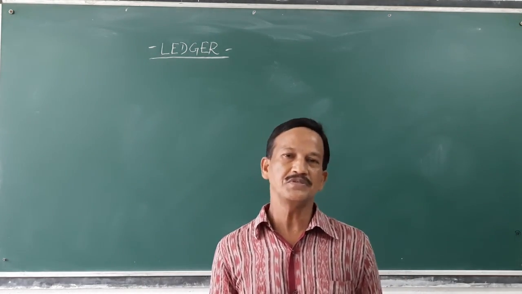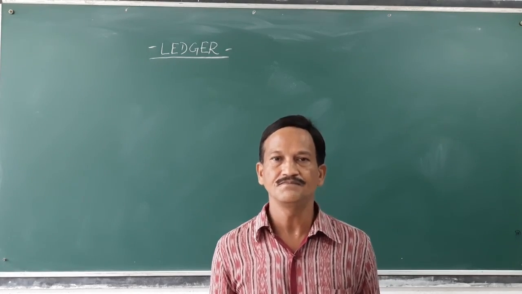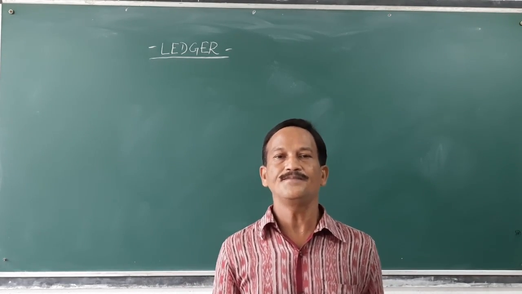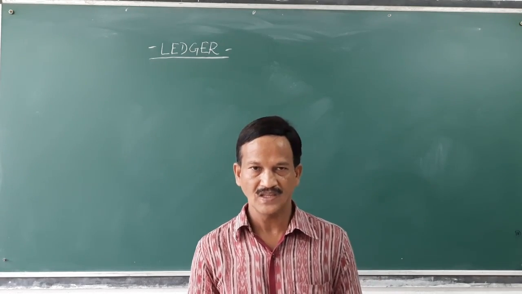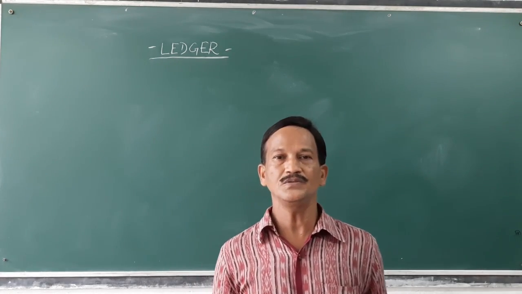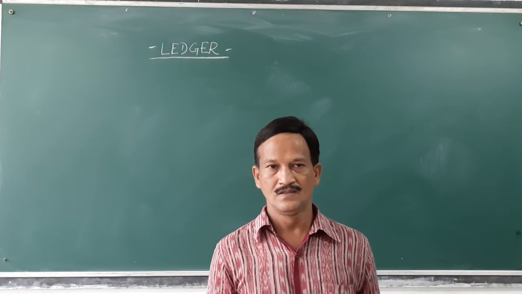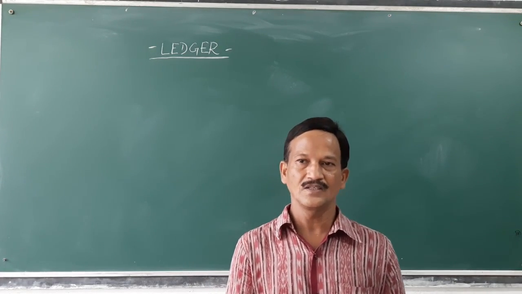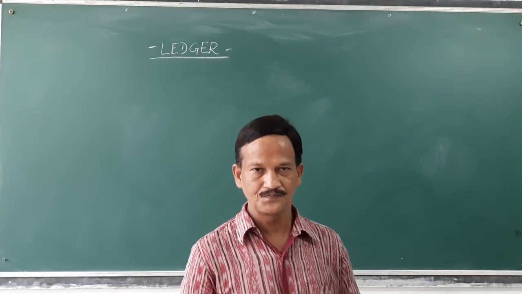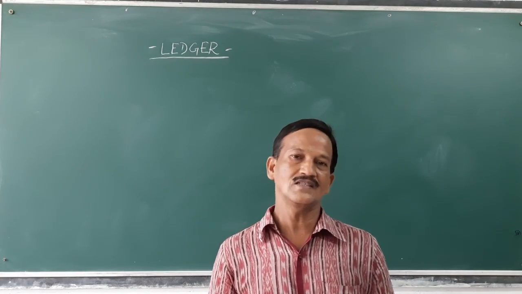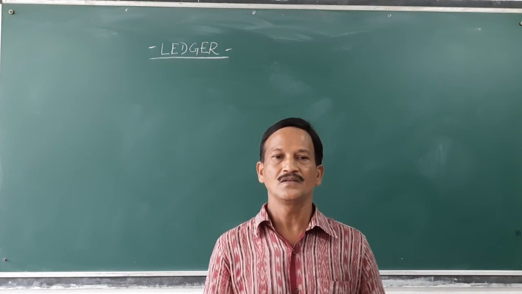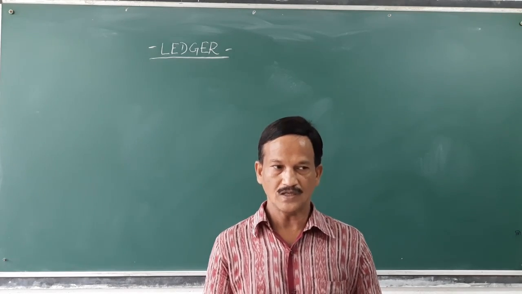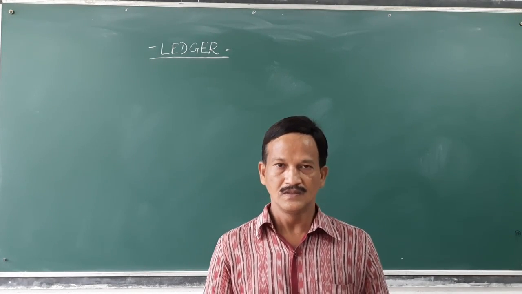Today we are going to discuss the ledger. This is the second step of the accounting cycle. As you know, the journal is the first step of the accounting cycle. So from the journal we proceed to the ledger. Ledger is the summarized and classified process of accounts of the journal transactions.